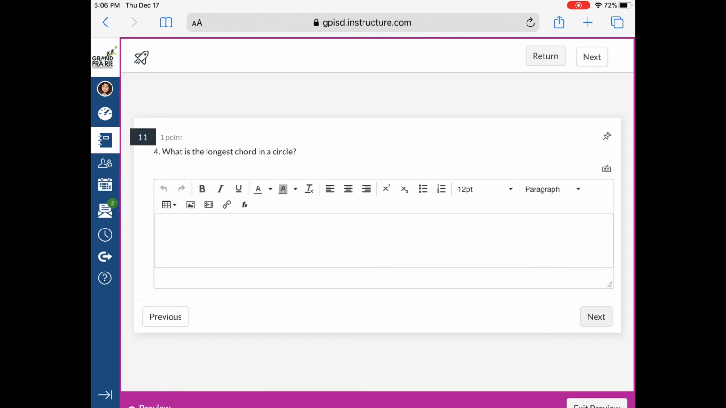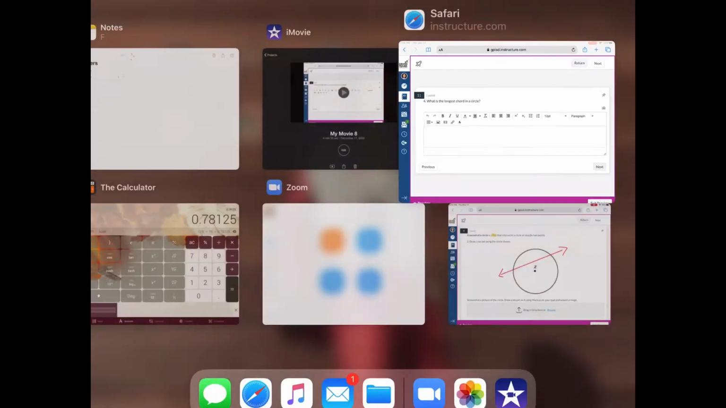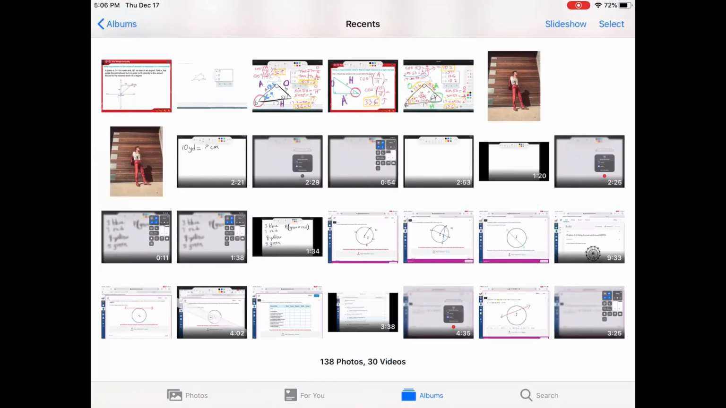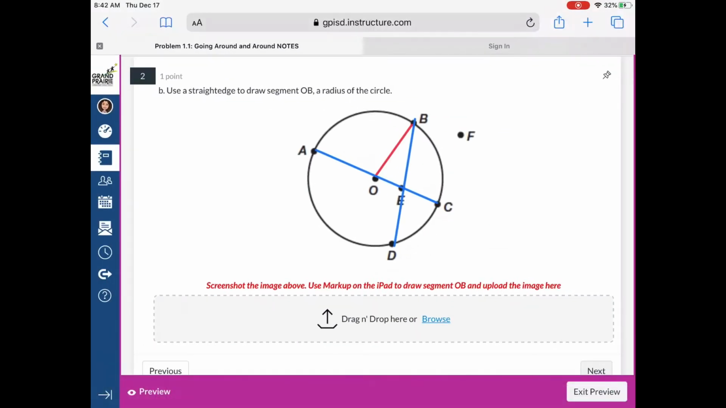Okay, so what is the longest chord in the circle? This is a very interesting question. What do you think is the longest chord in a circle? So let's go back to our chord picture. What do you think is the longest? Now let's just compare these two that we have. Do you think BD is longer or is AC longer?